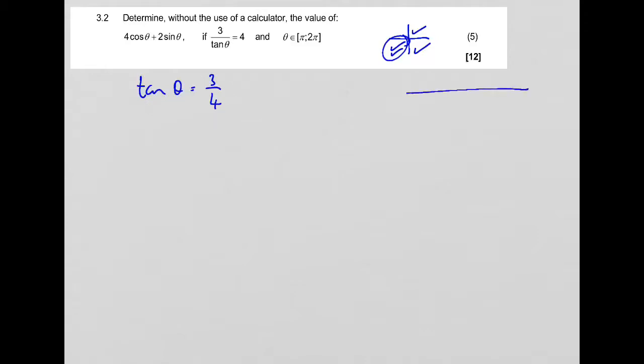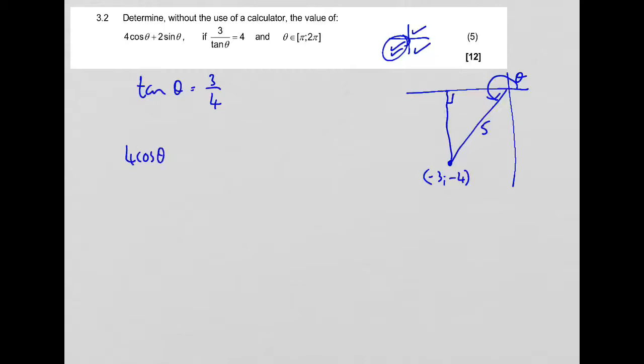Right, so let's draw the diagram. So theta is here, and we have tan is, the y value is 3. Okay, so if we look at this point then that's negative 3 and negative 4. And then by Pythag, we work out that the radius is 5. A nice little Pythagorean triple. All right, so let's go into the question now.